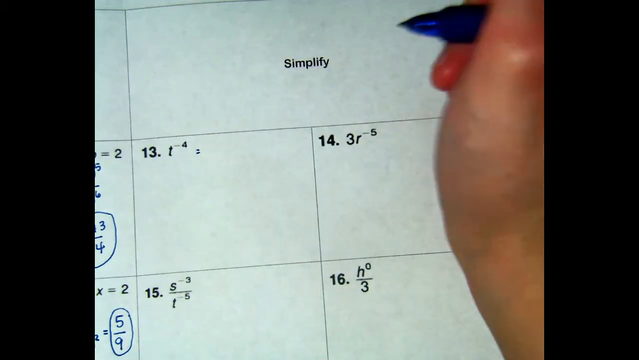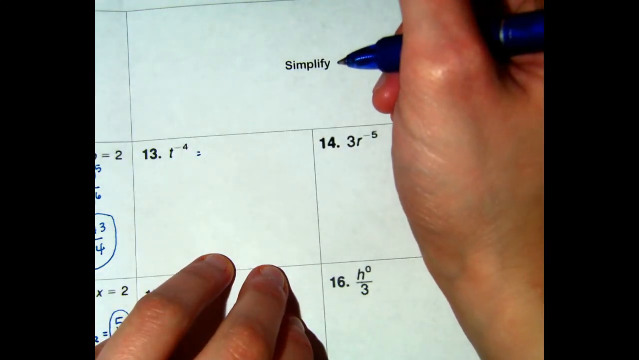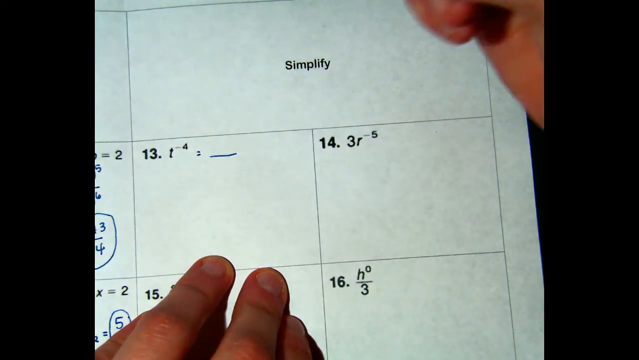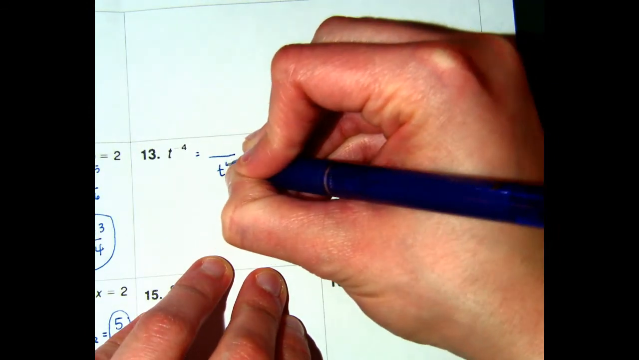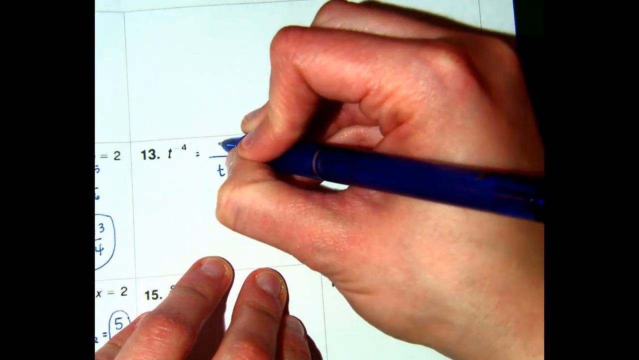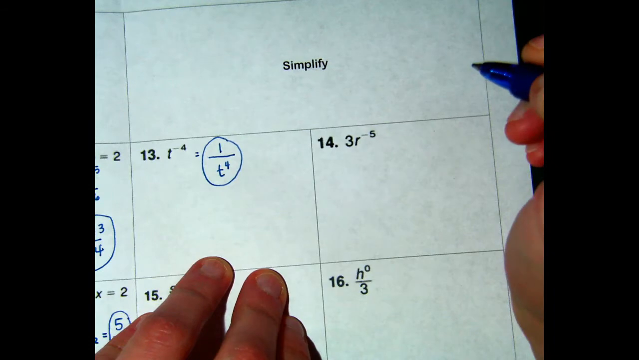Alright, my goal is to not have any negative exponents or any zero exponents. I currently have t raised to the -4th power. So I want to change this so that I do not have that. So -4 is directly related to t. That means t to the 4th moves. I do not have anything left in the numerator, so I'm going to put a 1. So 1 over t to the 4th would be the solution.